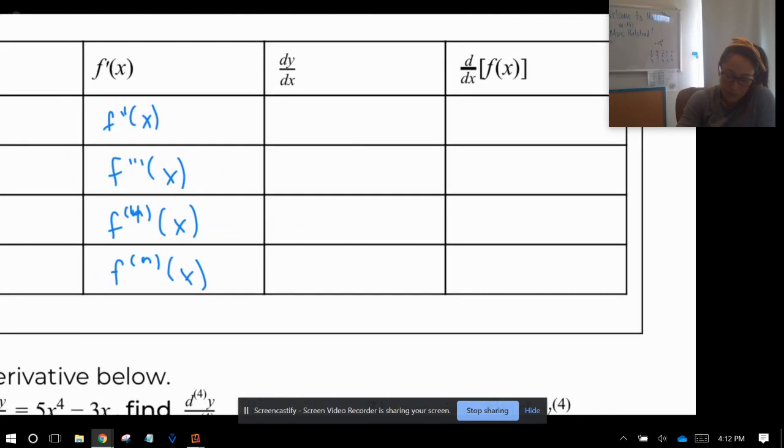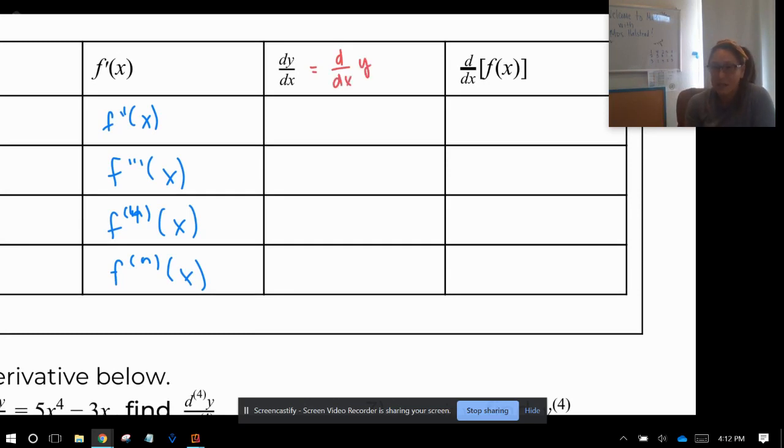All right, dy dx is a little different. It's really d dx of y, but we write it as dy dx for short. So when we take the second derivative, it's d squared dx squared, and really it's like that. But again, for shorthand, we write d squared y over dx squared, so the y goes on top. The third derivative with respect to x, okay? The fourth derivative with respect to x, okay? The nth derivative of y with respect to x, okay?